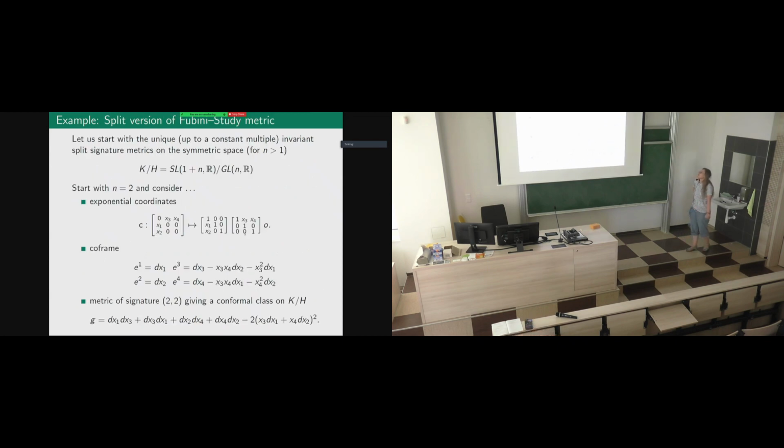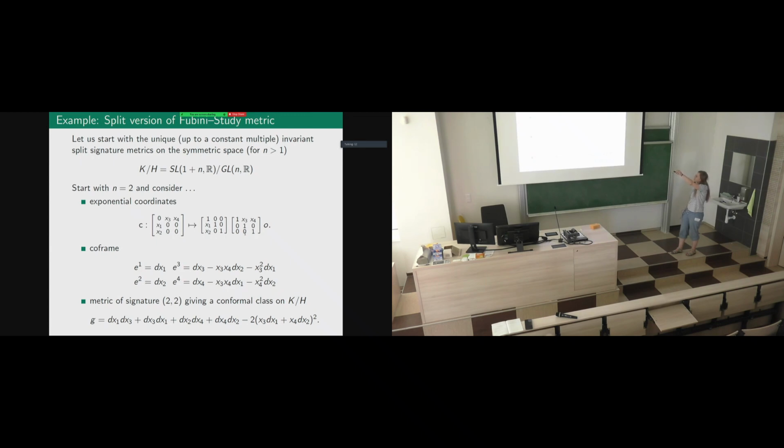So this is maybe a more interesting example, the split version of the Bini study metric. So let us start with the unique invariant split signature metric on this symmetric space, SL(n+1) over GL(n). And firstly, let us start with n equals 2 to show you the incoming data. So we consider these exponential coordinates.